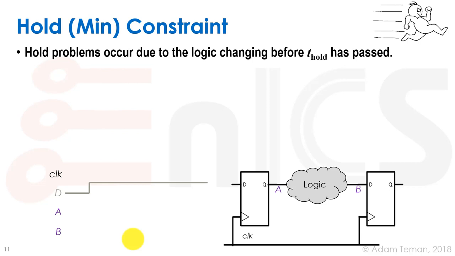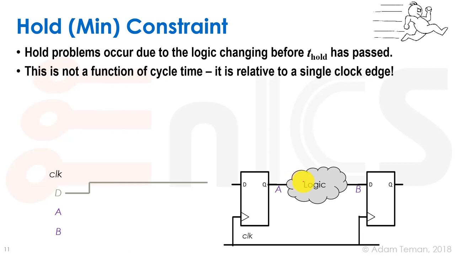So hold problems occur due to the logic changing before T hold is passed. In this case, what we have here is this logic, which is really fast. So this is short, okay? And it has nothing to do with the cycle time. We have the same clock cycle. The clock rises, it reaches both here and here. It may not reach at the same time, but not because it's two separate edges of the clock, but because there may be some skew along this path, okay? So you have to remember that hold time is relative to a single clock edge and not two subsequent clock edges. Okay, so let's see how that works.